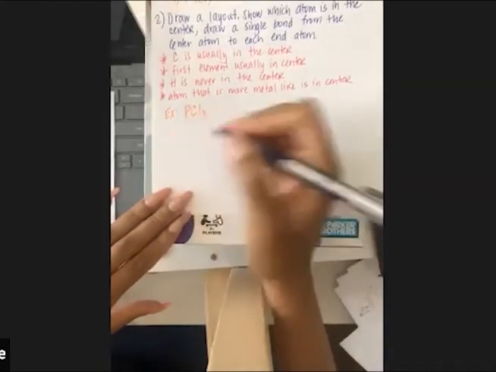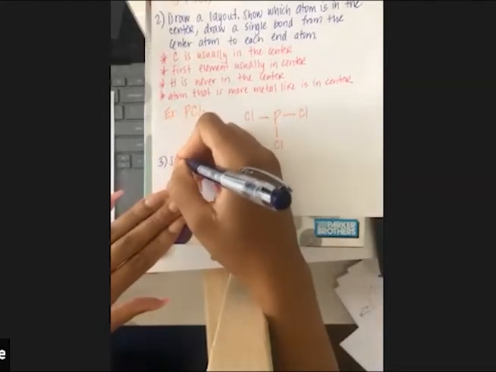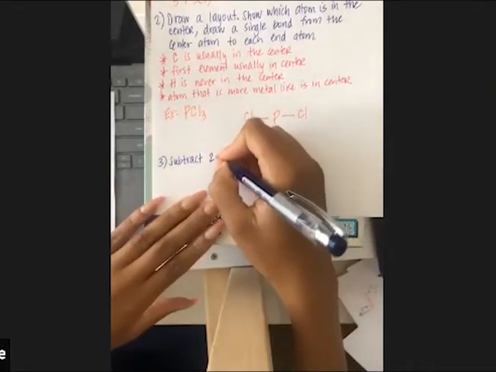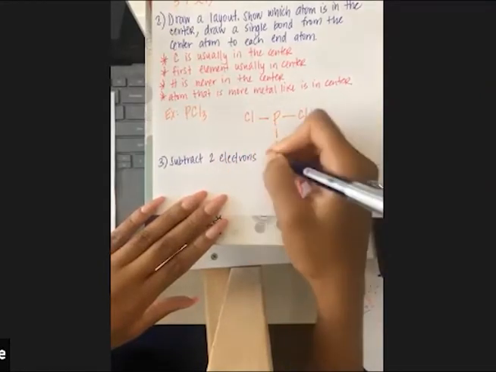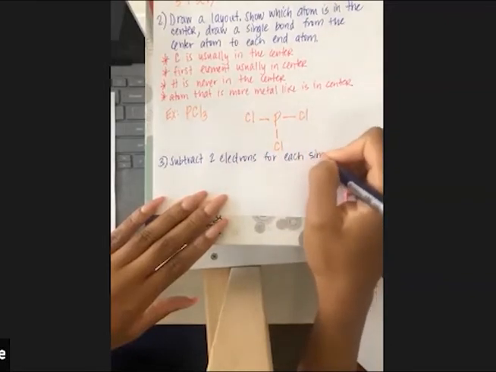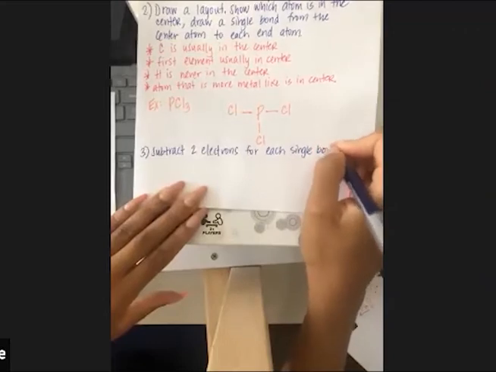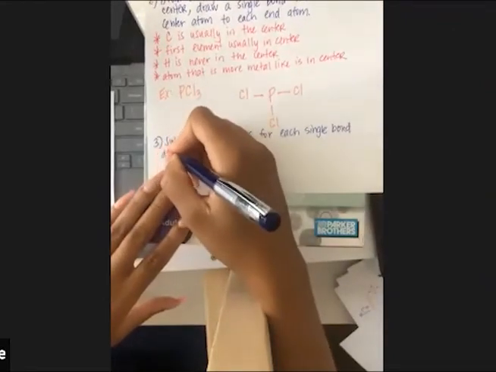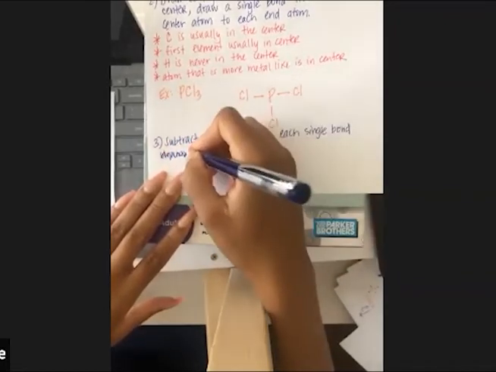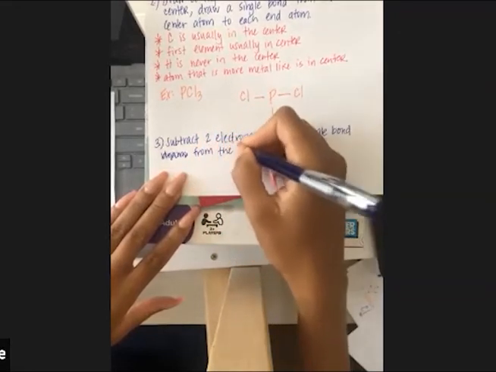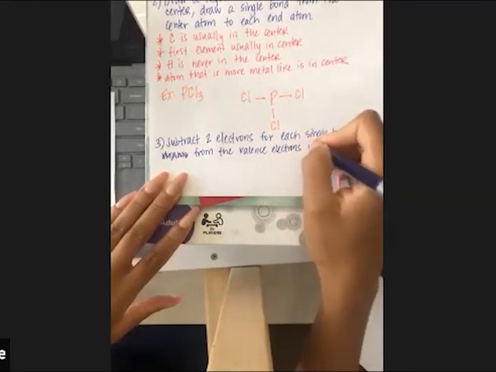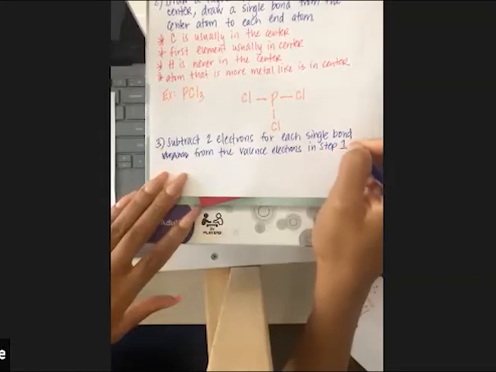Third step says, let's subtract 2 electrons. I'm going to subtract 2 electrons for each single bond, sorry, for each single bond from the valence electrons in step one.